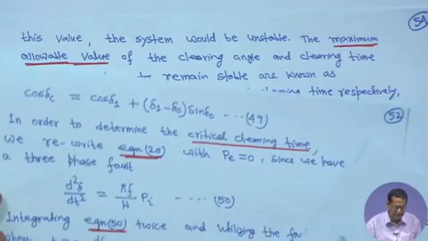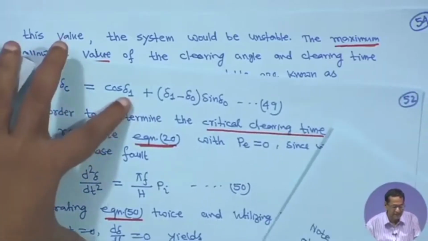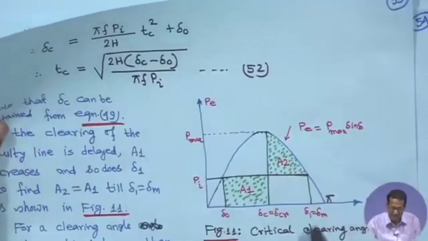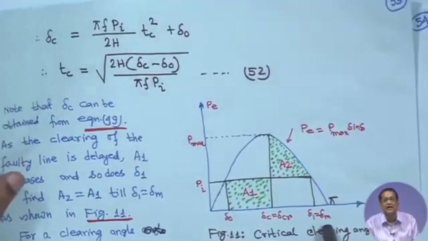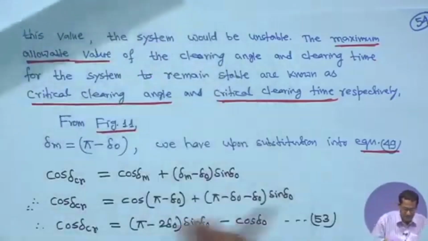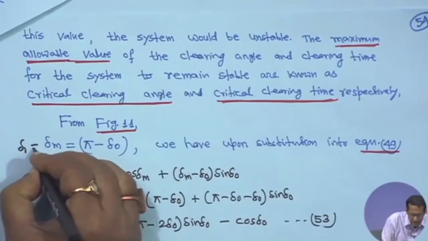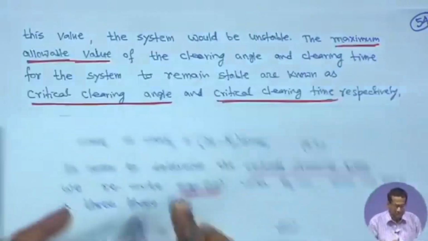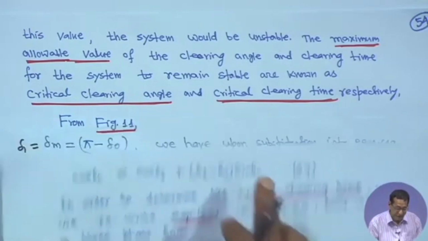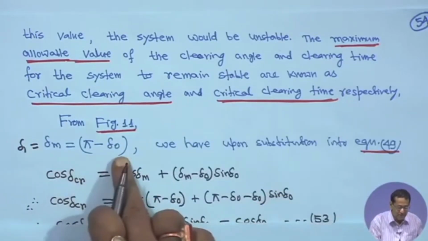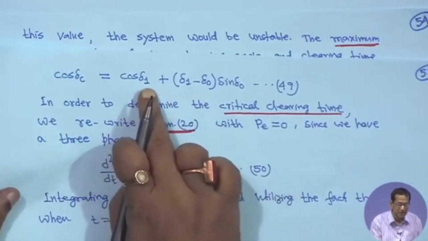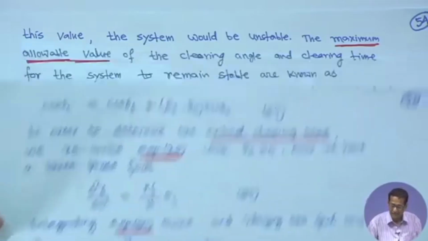So, in this equation, delta 1 is equal to delta m, because delta 1 can come up at maximum to delta m, which is the allowable angle. There should not be any confusion. So, delta 1 is equal to delta m in this equation, and delta m is equal to pi minus delta 0.